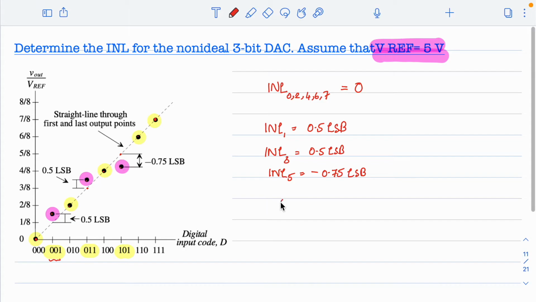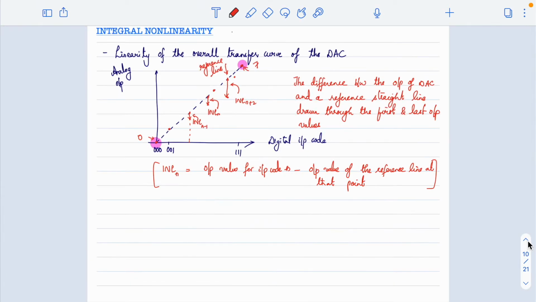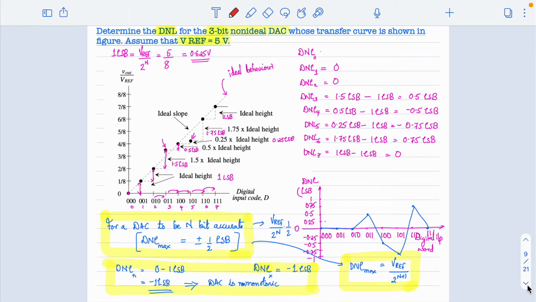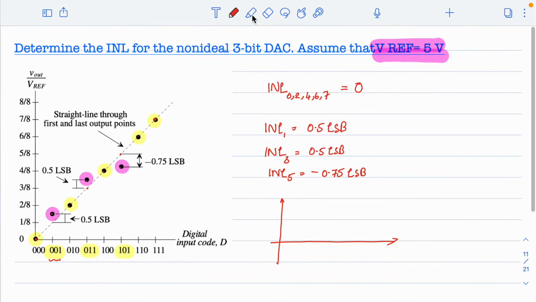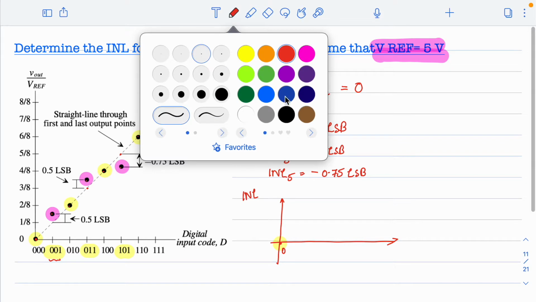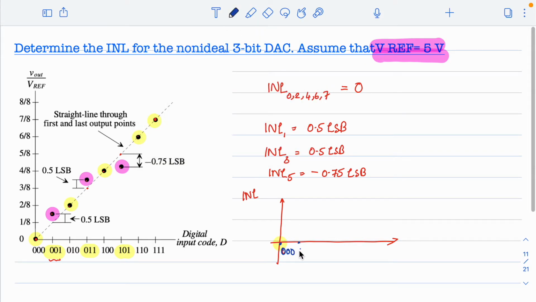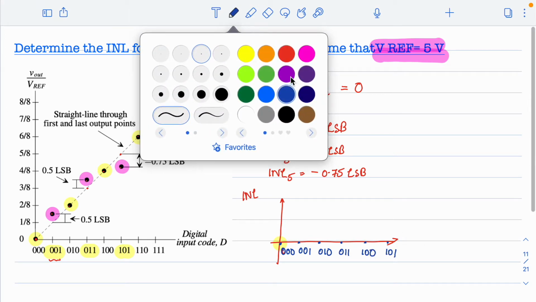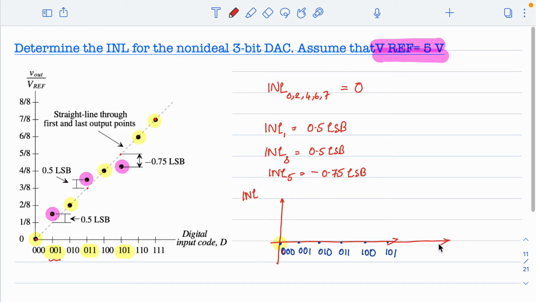In a similar way, as we plotted the DNL curve, if you remember in the previous class, we plotted the DNL versus the digital input code. In a similar way, we plot the same thing for INL as well. So this is the INL value and this is the digital input code. So here, this is for 000, then 001, 010, 100, 110, and 111.